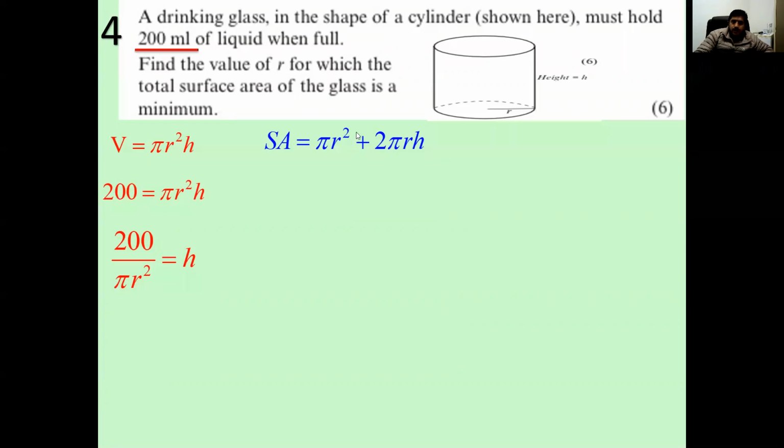Now, we want to find r. The problem is we have two unknowns. Remember pi, don't worry about pi, it's a constant. If you want, it's 22 over 7 or 3.14, but we leave pi as it is because the calculator has a button called pi for us. So we're going to replace this h with 200 over pi r squared so that we only have r in the formula. So if we do that, h is equal to 200 over pi r squared.